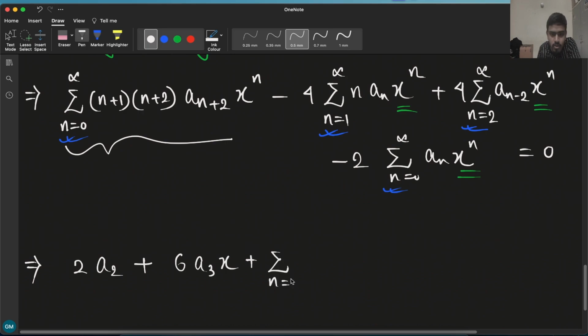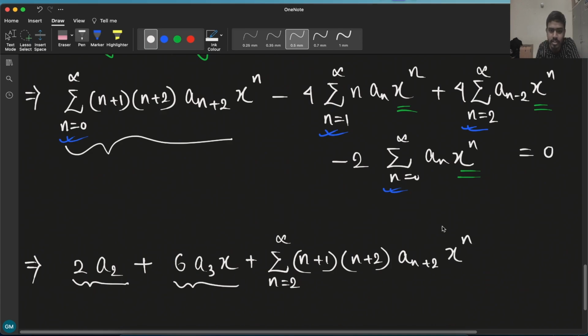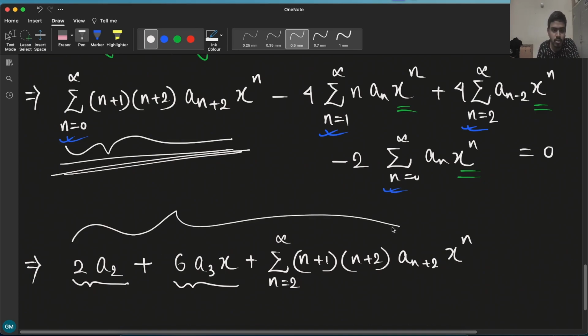So n equals 2 to infinity. This is the n equals 1 term, this is the n equals 0 term, and after that I am writing it as a summation, n plus 2, n plus 2 to the power. Very simple. This first series, which was initially starting from n equals 0, now looks like this.